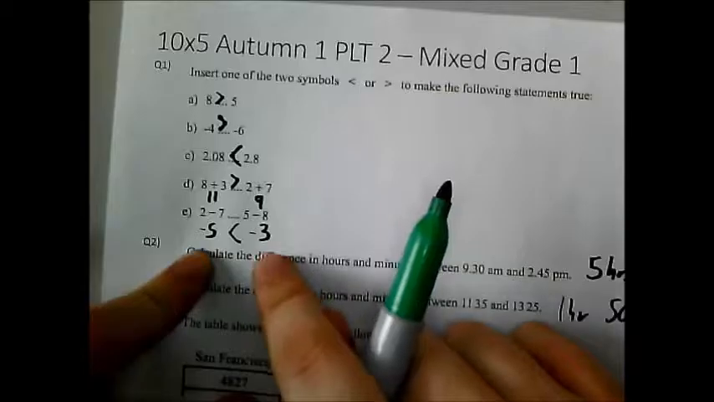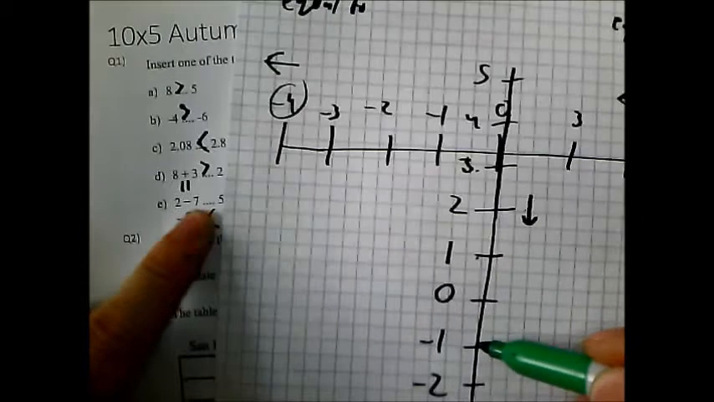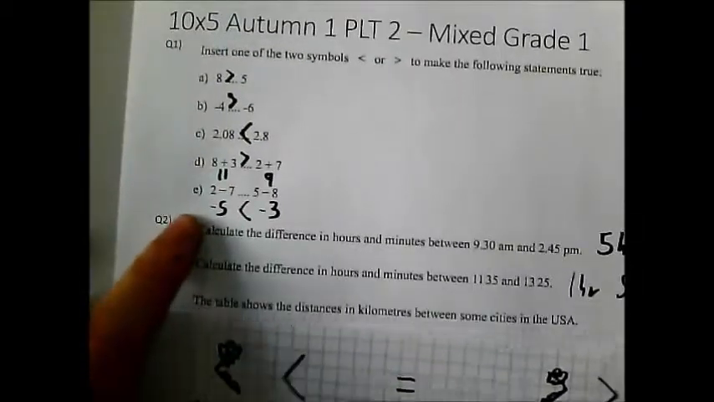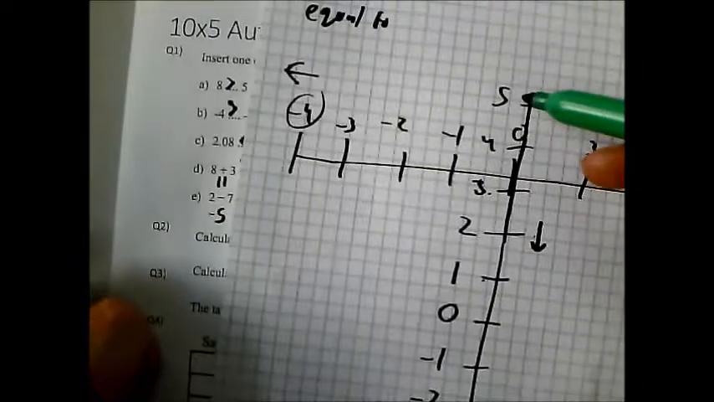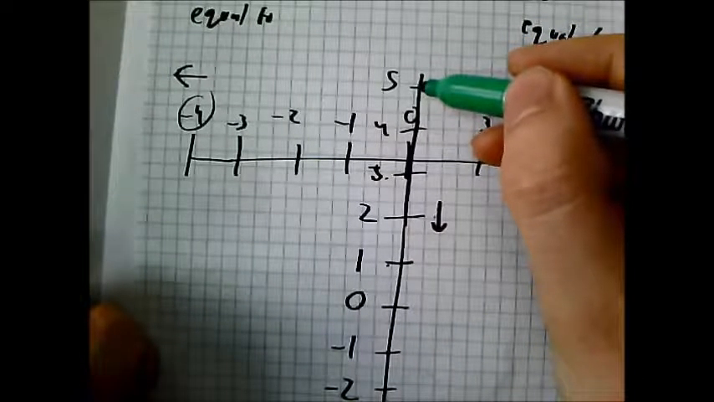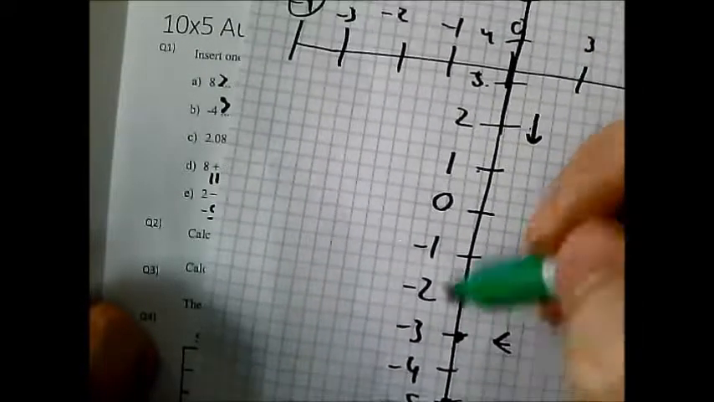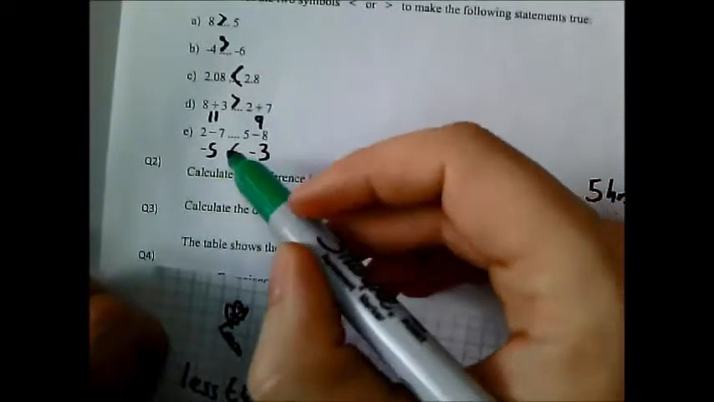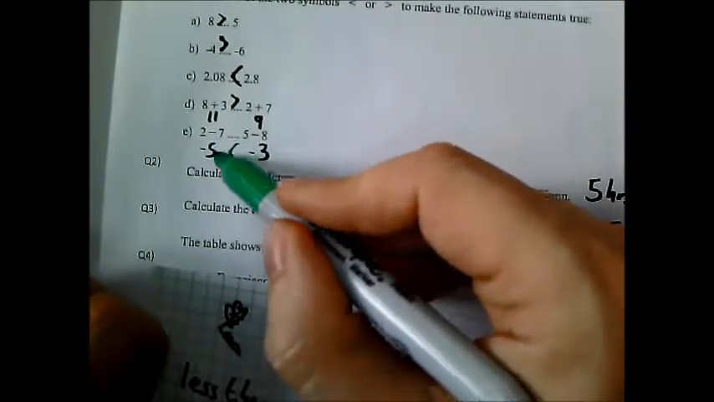Finally, this one, you do exactly the same thing. 2 subtract 7, start off at 2, go down 7 times. 1, 2, 3, 4, 5, 6, 7. So you end up at negative 5. Do the same thing for this one. Start at 5, go down 8 times. 1, 2, 3, 4, 5, 6, 7, 8. You go to negative 3. So clearly negative 5 is less than negative 3 because negative 5 is further down the number line.